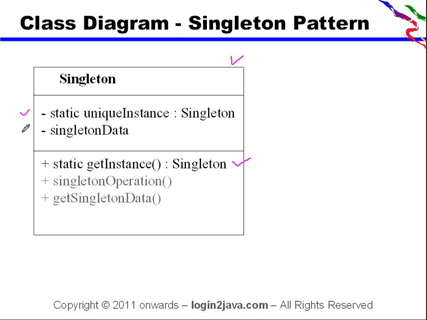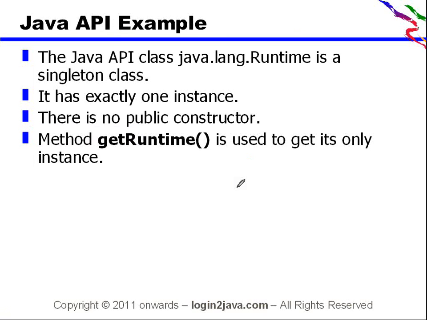So the required things are, even singleton data is not that important, but two things are important that you should have: a static instance and a getInstance method. But normally you have data within your singleton class.